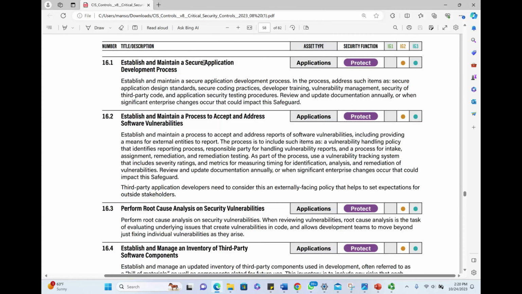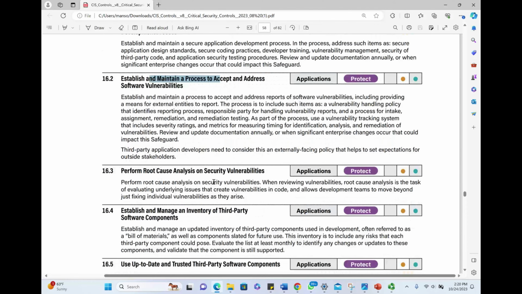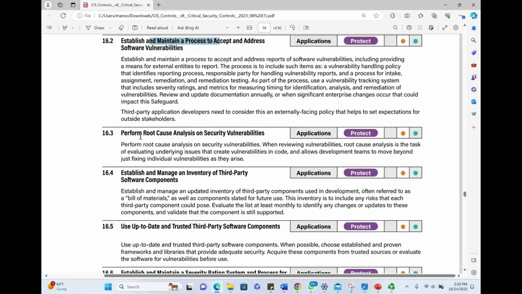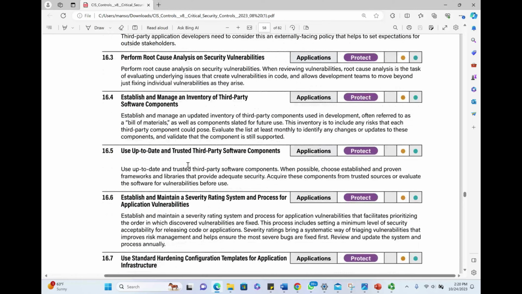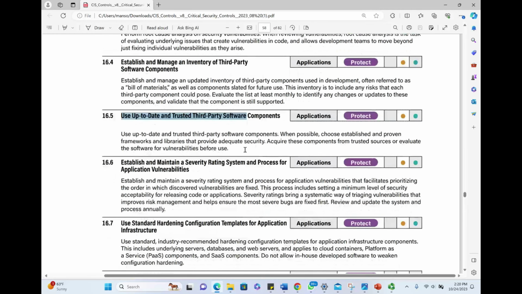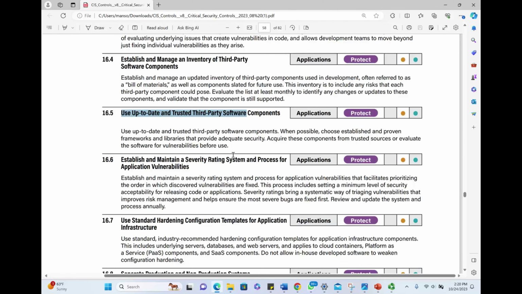Establish and maintain a secure application development process, and we're going to talk about the application development process in a separate recording. Maintain a process to accept and address software vulnerabilities. Remember, we need to identify vulnerabilities in a prior control. Well, establish and maintain a process to accept them and deal with them. Perform root cause analysis on security vulnerabilities. Establish and manage an inventory of third-party software components. You want to know who these third-party software components are. Use up-to-date and trusted third-party software components. Establish and maintain a severity rating system and process for application vulnerabilities.